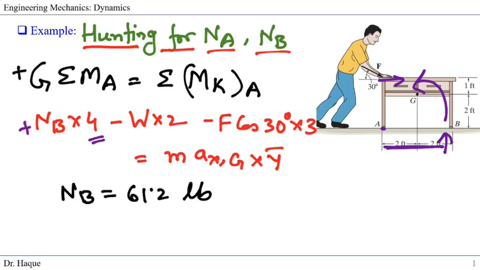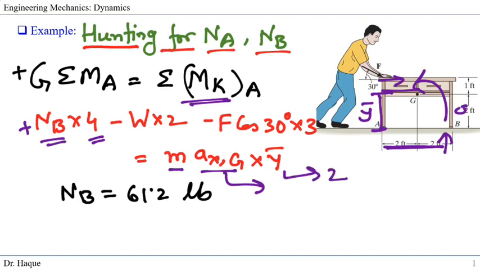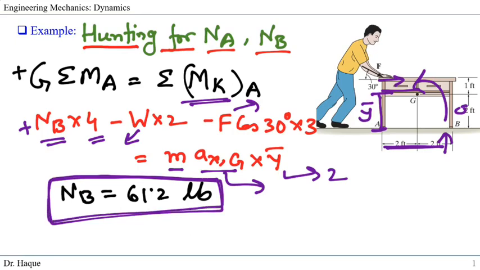On the right side, the kinetic moment is our mass times acceleration in the x direction, which is the total ma, multiplied by y bar, which is the height from point A to point G, which is 2. So mass, we can get it from the weight. Acceleration, we just found in the previous slide. Y bar is 2, so the only unknown will be NB. Weight is again 75, we know, and F we already found. So if we plug in all those values, we can get NB as 61.2 pounds.